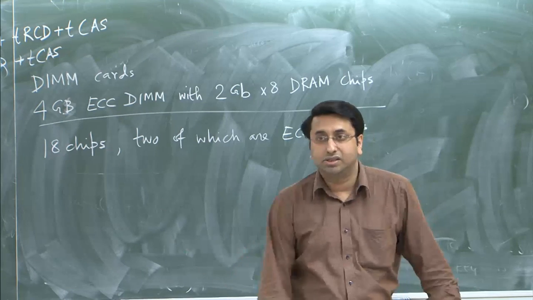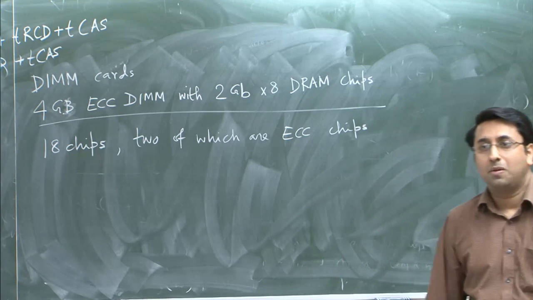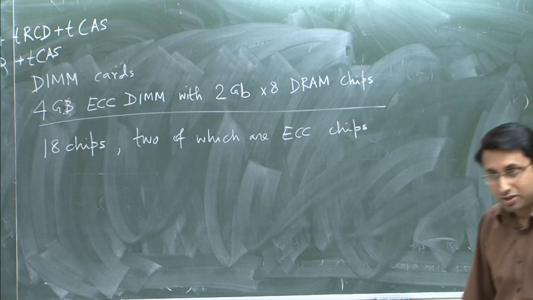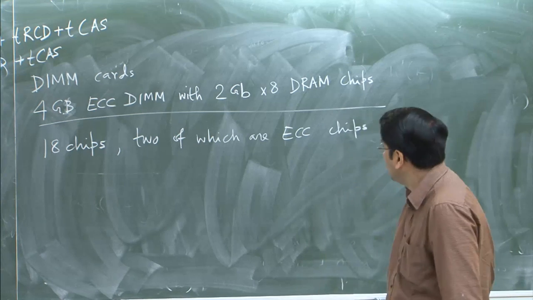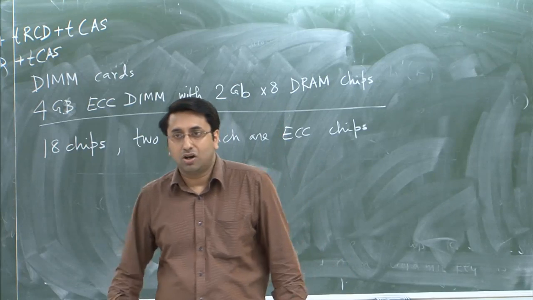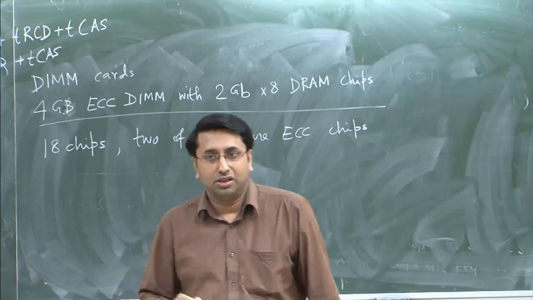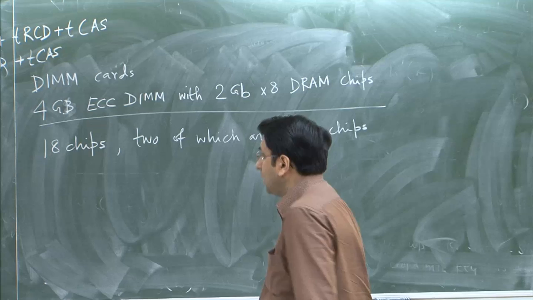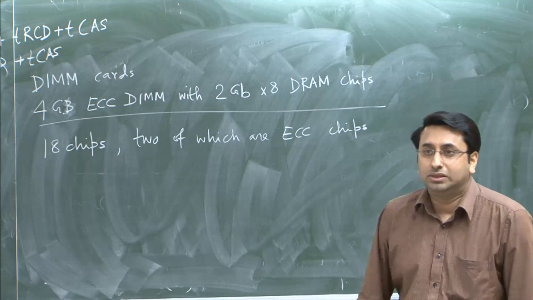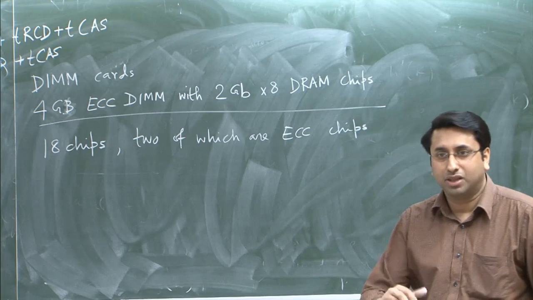So what is the ECC density? How many ECC bits per byte of data? Can anybody guess? 1 bit per byte, exactly. Usually, the simplest ECC protocol is that you store the XOR of all the 8 bits in a single bit. Why XOR? So if parity changes. Right, exactly. If 1 bit flips, then I should be able to catch it.